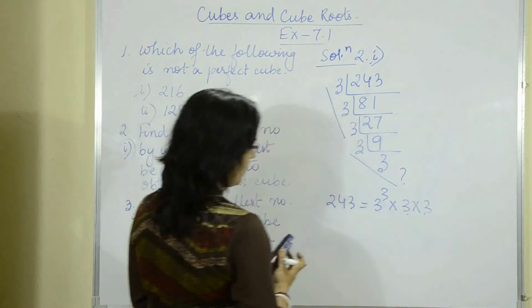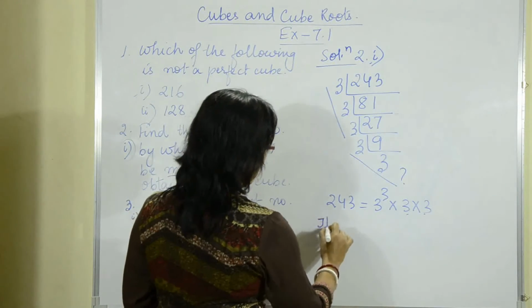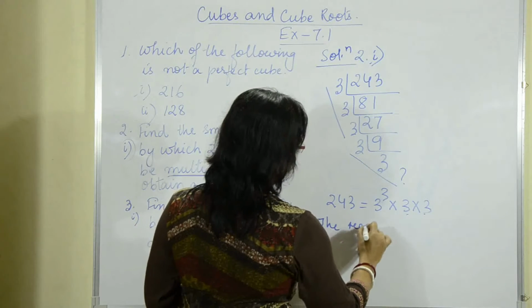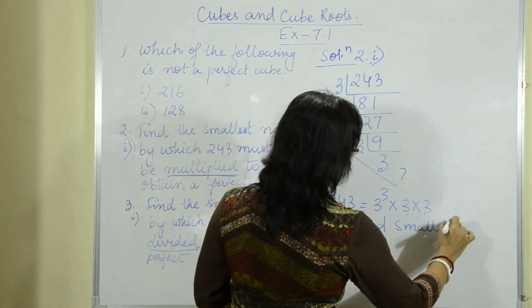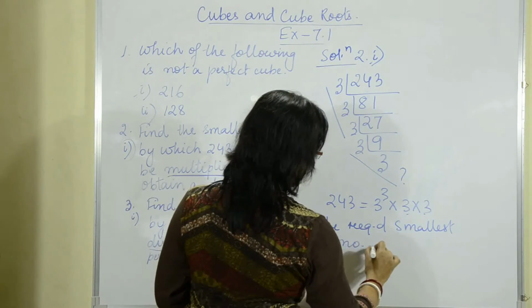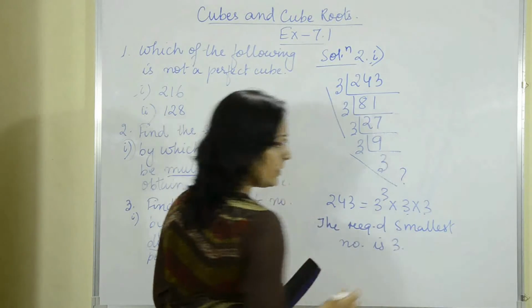So the required smallest number is 3. Is it not?